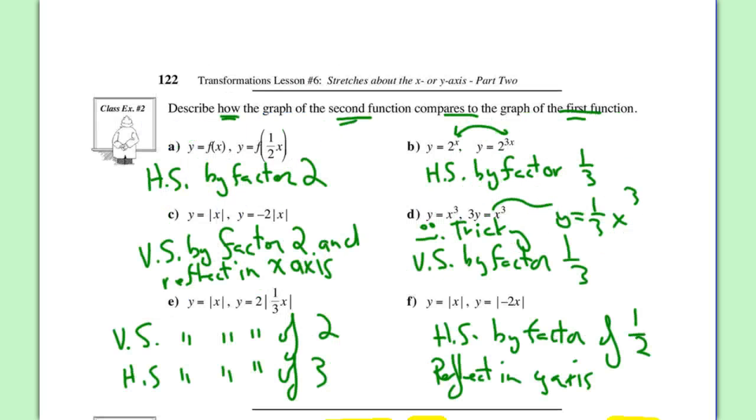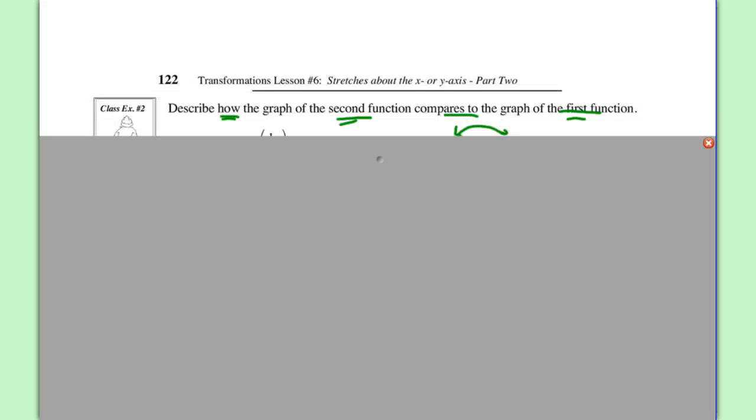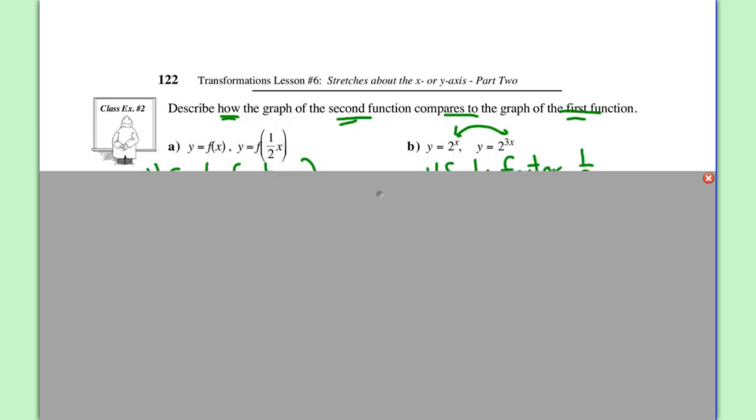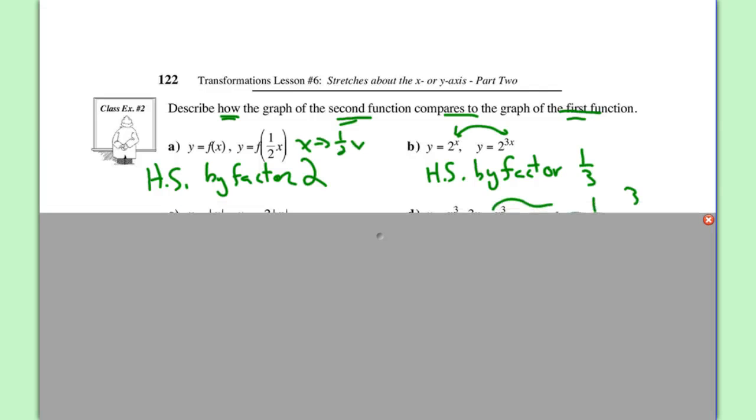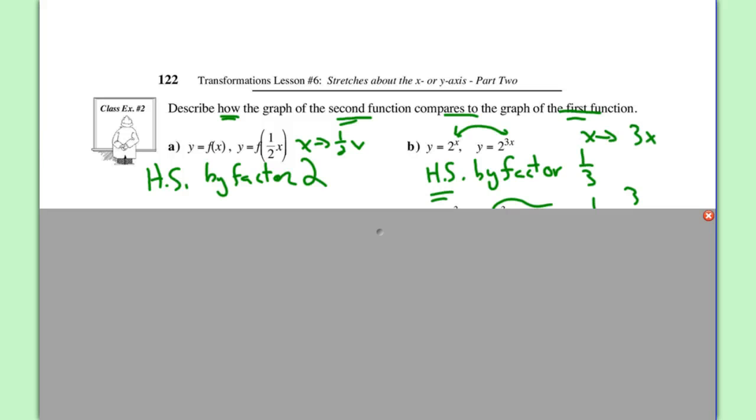And we continue. As you ponder these transformations, describe how the graph of the second function compares to the first. So as you look at each sketch, as you look at each replacement, consider what that does to it. So in the first one, I can see that x was replaced with 1/2 x, so that's a horizontal stretch by a factor of 2. In the second one, I can see what was replaced was x was replaced with 3x. That results in a horizontal stretch by a factor of 1/3.